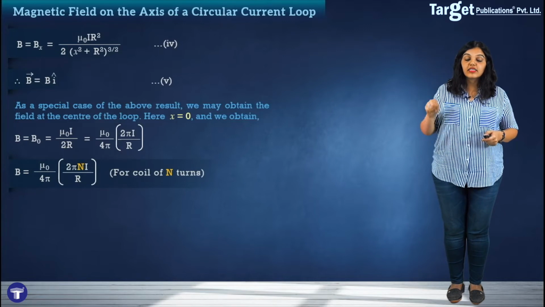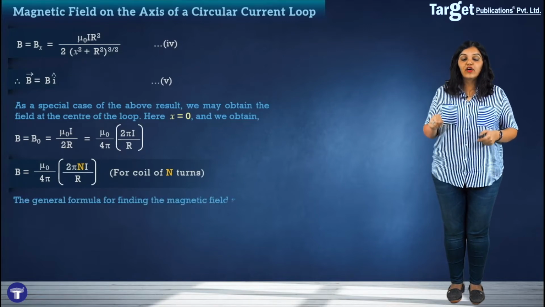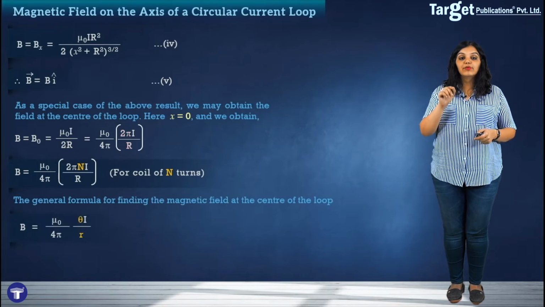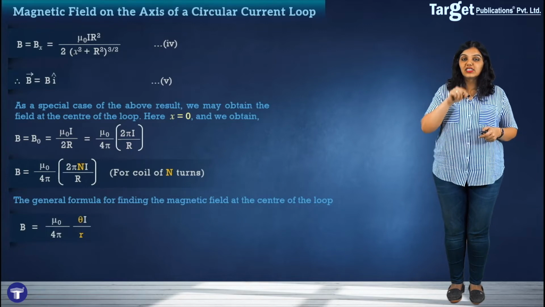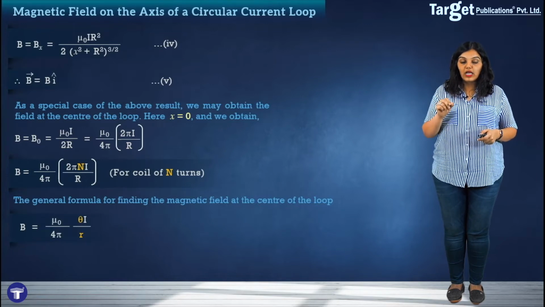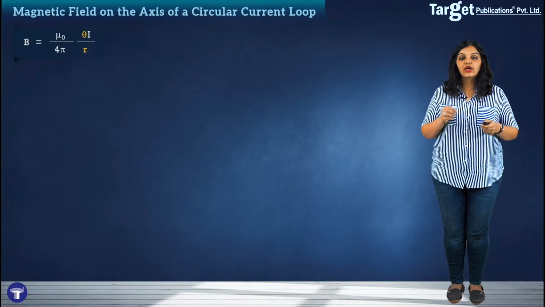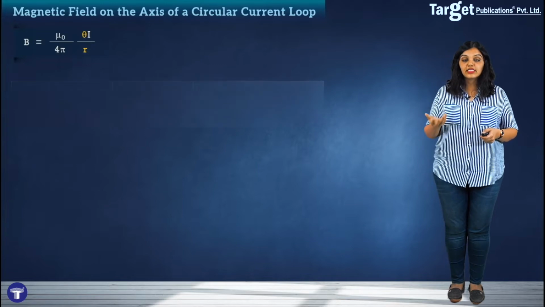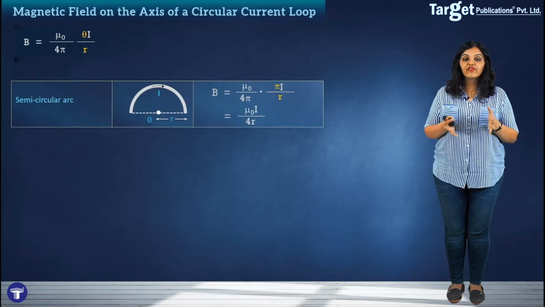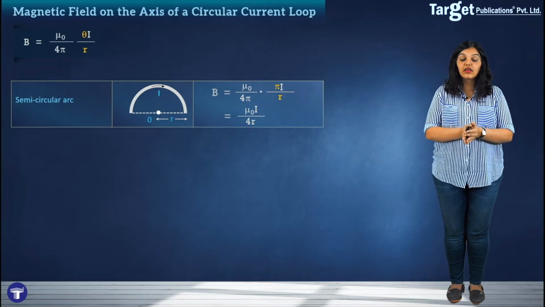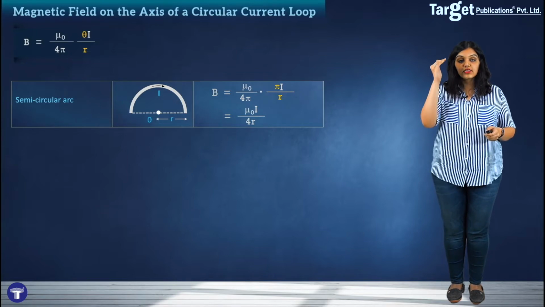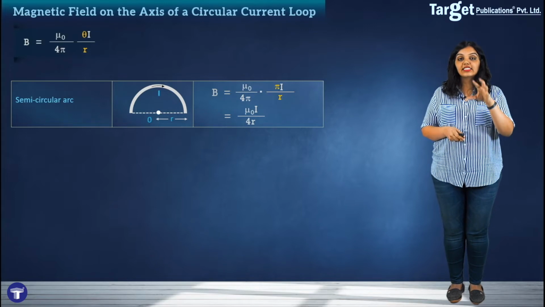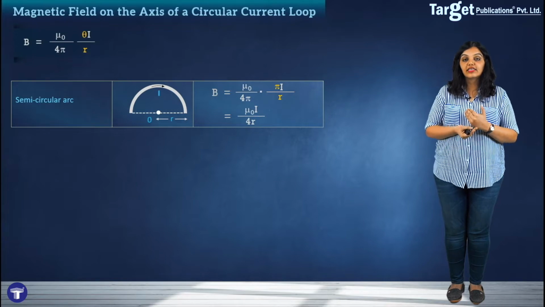Now remember, we have written it in this way so that we can write a general formula for finding the magnetic field at the center of a loop. So this general formula will come out to be mu naught upon 4 pi, and instead of 2 pi, I will just write theta, into I upon small r, where r is the radius of the loop. So now using this general formula, if you have to find the magnetic field at the center of other types of loops, that is other shapes, for example, a semicircular arc, instead of theta you will put pi. So this is a general formula for the magnetic field at the center of a loop, where theta is the angle subtended by the loop at the center and r is the radius of that loop.